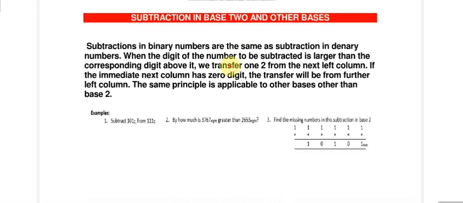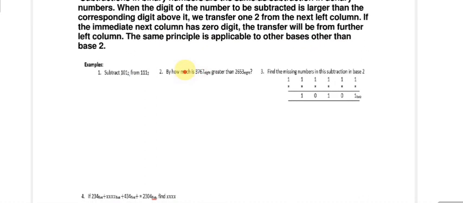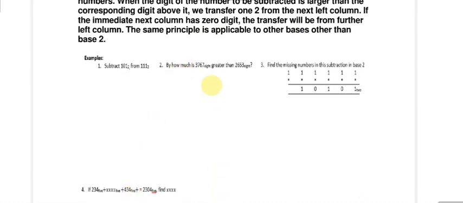So let's look at subtraction in base 2 and other bases. Subtraction in binary numbers is the same as subtraction in base 10 numbers. When the digit of the number to be subtracted is larger than the corresponding digit above it, we transfer 1, 2 from the next left column. Okay, if the immediate next column has 0 digits, the transfer will be from the further left column. The same principle is applicable to other bases other than base 2. So we're going to look at an application of this with these examples.